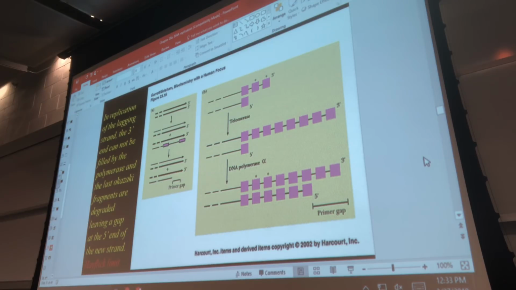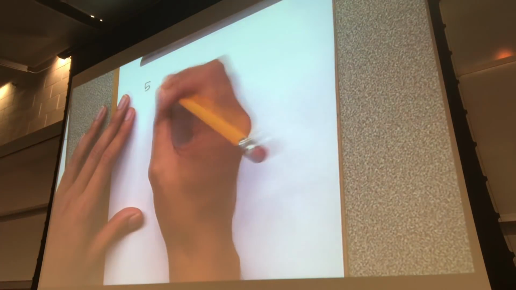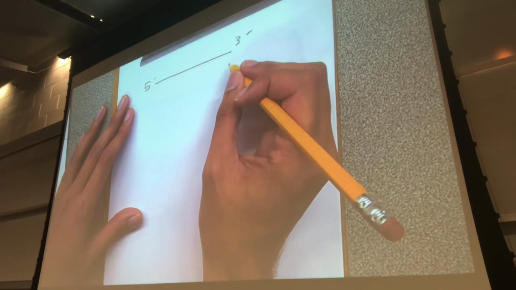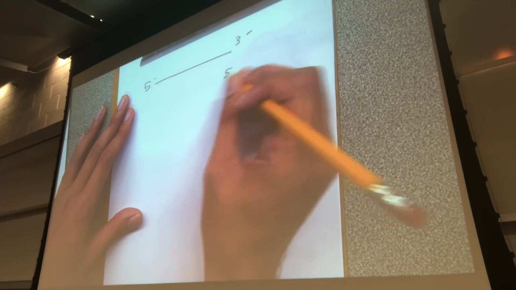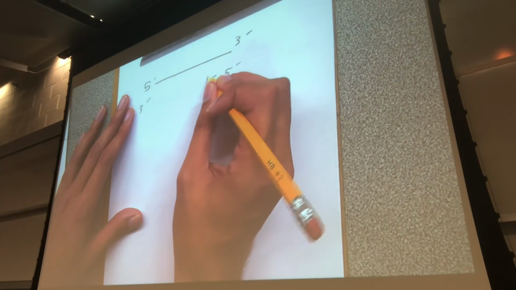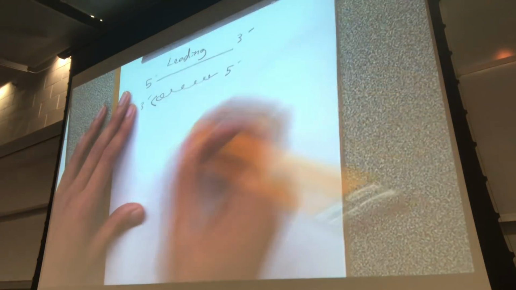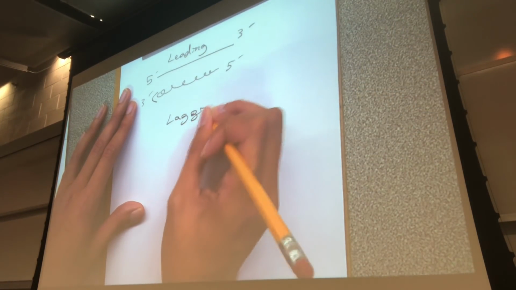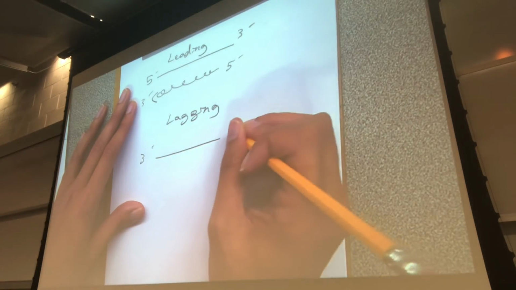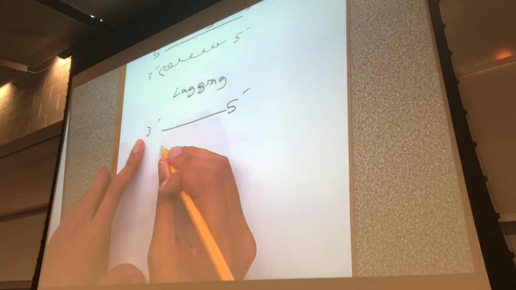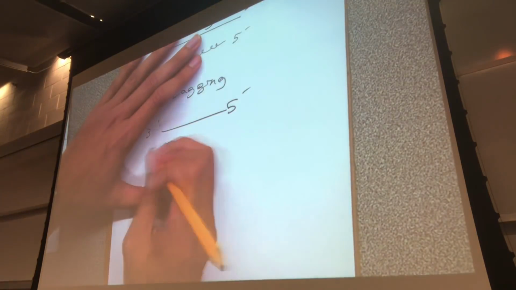So, what happens, and forgive me if he gives you an animation of this instead, I usually just draw this. So, 5 prime, 3 prime, let's see, template, prime, leading strand, lagging strand, let's see if I draw this right. Nope, that's wrong.